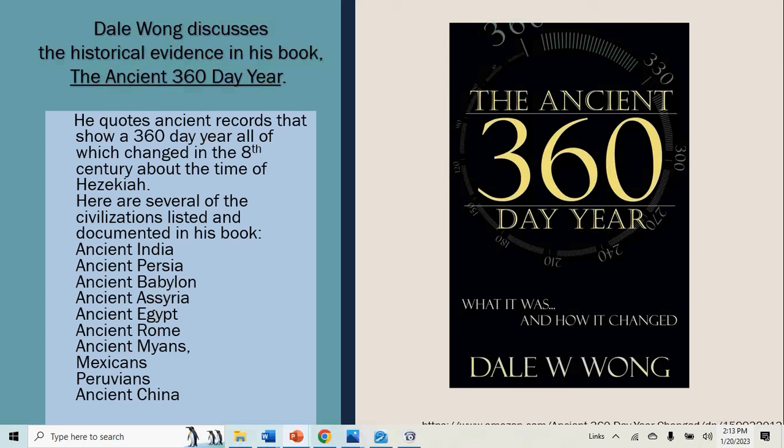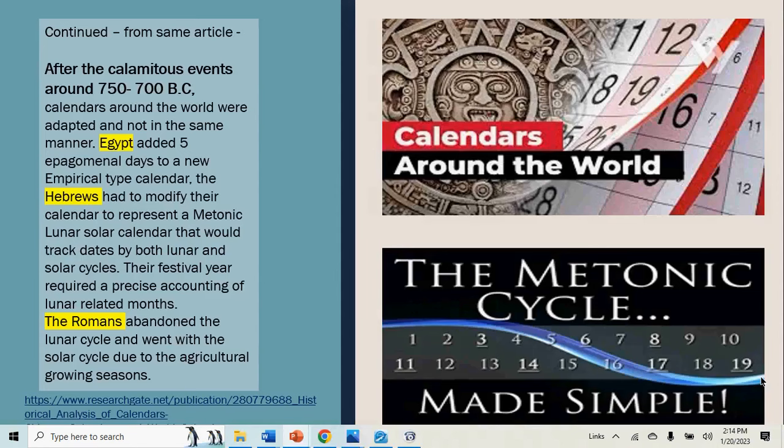And this book, I ordered this book too. This is an interesting book by Dale Wong, and he shows historical evidence in his book of all the ancient cultures that had a 360-day year, and he gives you the records. All of them changed in the 8th century at the time of Hezekiah. Here are several of the civilizations listed and documented in his book: ancient India, ancient Persia, ancient Babylon, ancient Assyria, ancient Egypt, ancient Rome, the Mayans, Mexicans, Peruvians, ancient China. Again, it's all recorded in history.